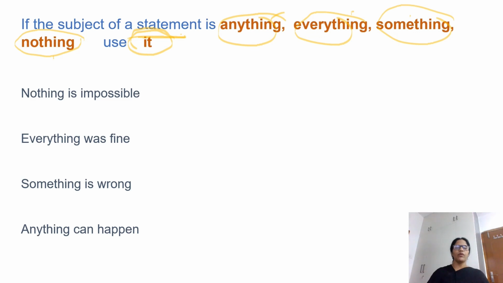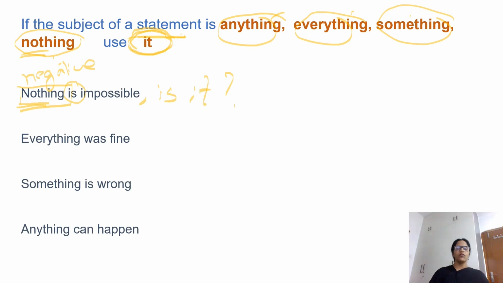Nothing is impossible. What is the helping verb? Is. The statement is negative because we have nothing. Nothing is a negative word. It makes a statement negative. We need a positive tag. Nothing is the subject. We need it as a pronoun. Is it is the answer.